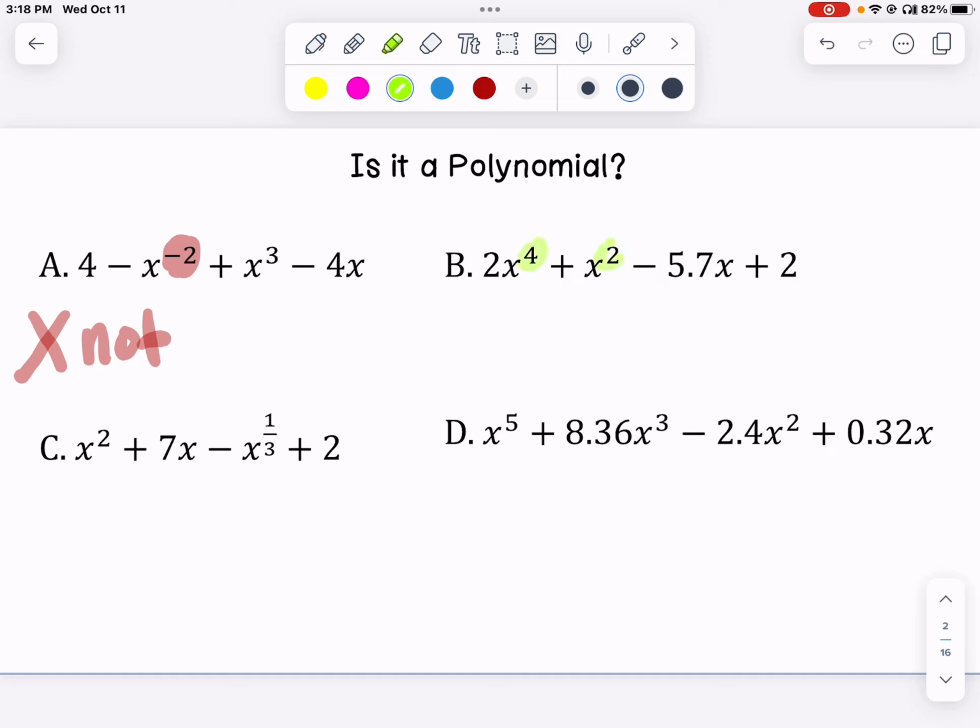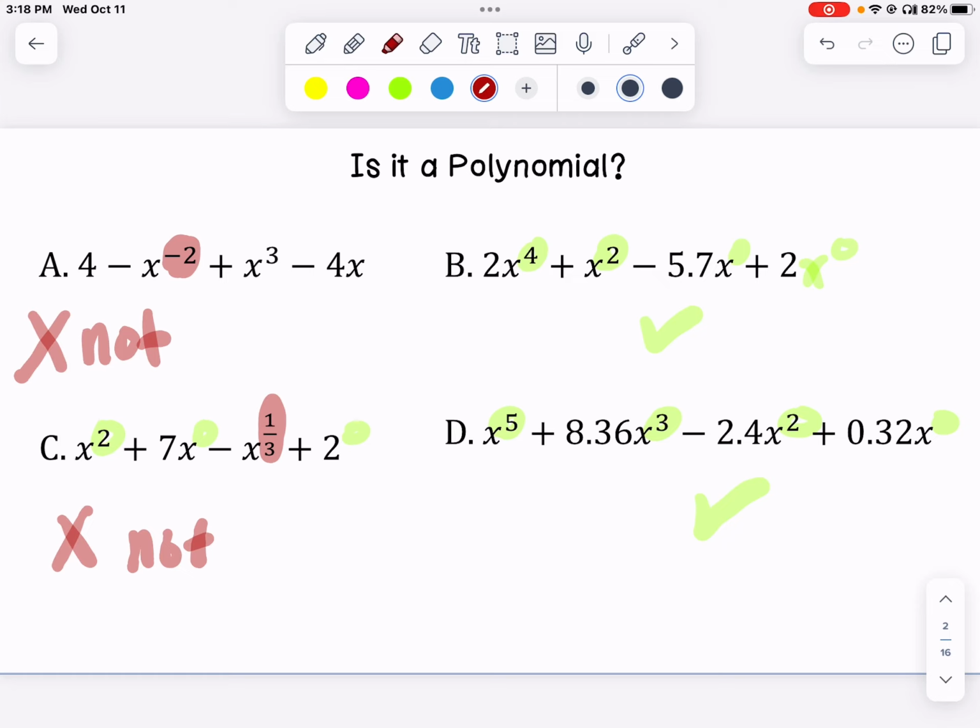Here, 4, 2, this is really a 1. This is really x to the 0. Those are all good. 5, 3, 2, 1. Those are all whole numbers. This is good. Here, 2, 1, 0 is good, but once again, I see this 1/3. That is not a whole number, so that is not a polynomial. So this is how we can look at something and determine, is it a polynomial or not? Once you find out whether or not it's a polynomial, then you can do more analysis on it.